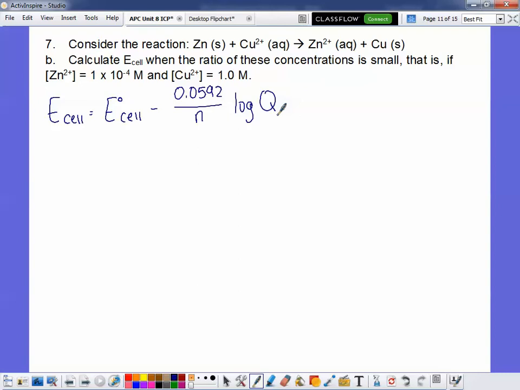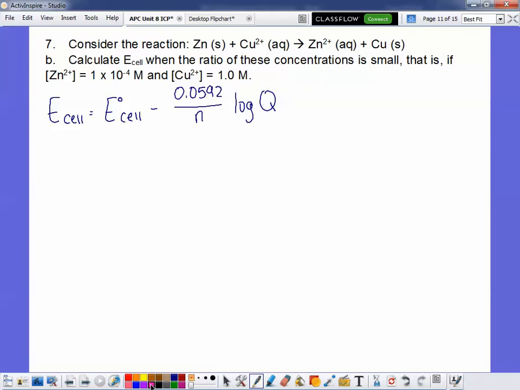n is still moles of electrons. Q is the reaction quotient, the actual concentrations of these substances at this point in time. E of the cell with a degree sign is our standard cell potential, which we just calculated in 7A. E without a degree sign is the cell potential of this actual cell. Okay? So before we go into how to calculate this, let's talk about how Q will affect the cell potential.